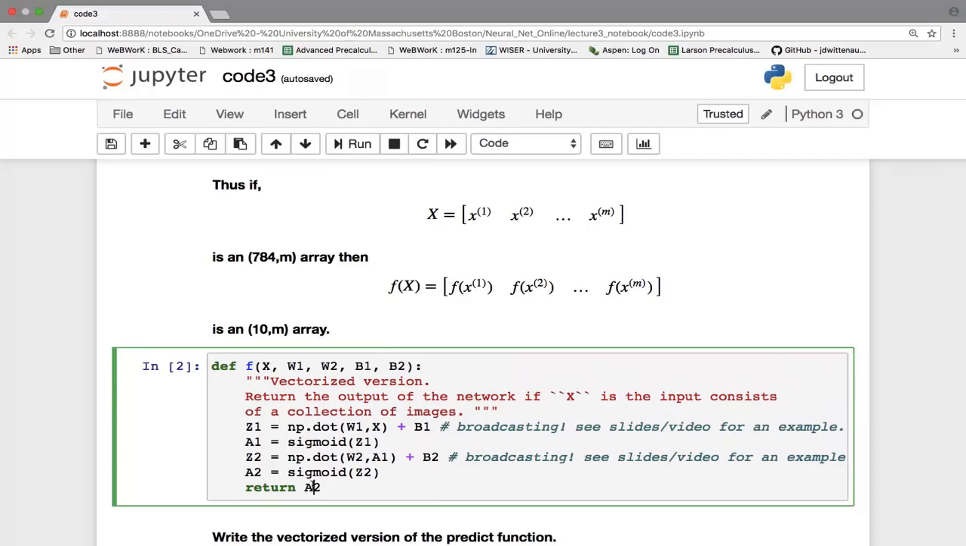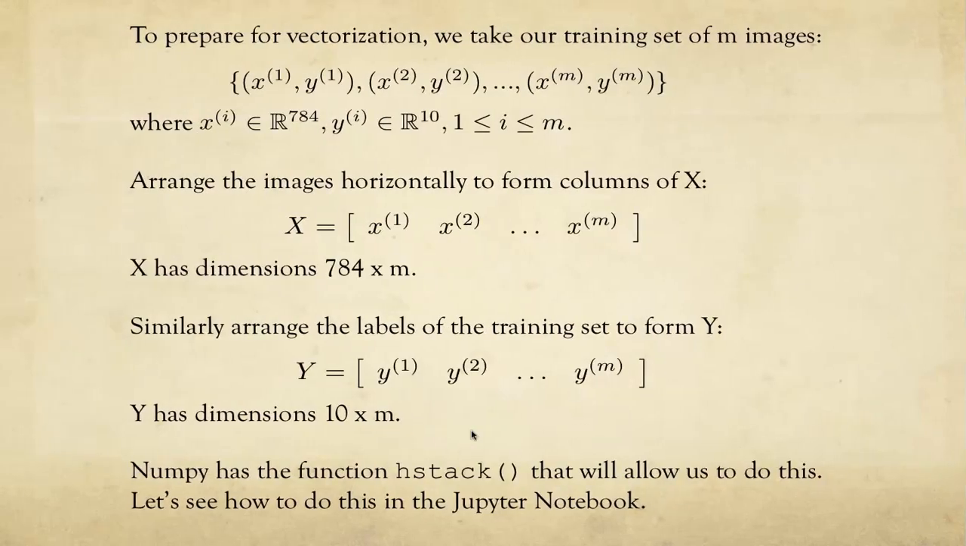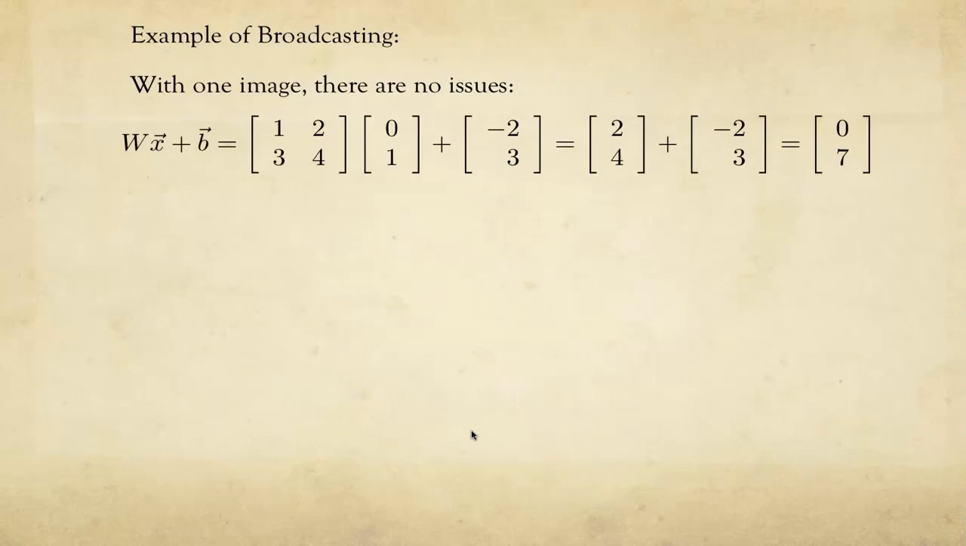Okay, I want to clarify this broadcasting. So in lecture 2, the previous lecture, we talked about broadcasting. So I want to give you an example. So again, we are vectorizing. If we don't vectorize and we use only one image x, let's say one column vector, then there's no issue because we multiply this, and then this is one column. We add it to the b column vector, and then we get an answer. So there's no issue there.